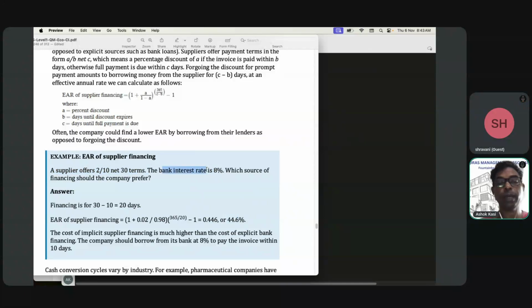Why? Because the bank is charging only 8%, whereas this deal will get repeated. That is the assumption: in a year you keep on buying stuff and keep on getting this discount, so in a year it comes to 44%. To receive this 44%, it is okay to pay 8% to the bank, right? So that is why we have to compare like this. It is better to borrow and then give the supplier this amount in advance.